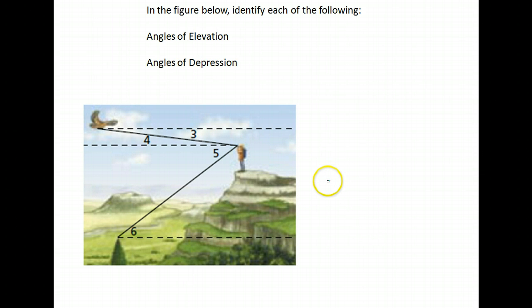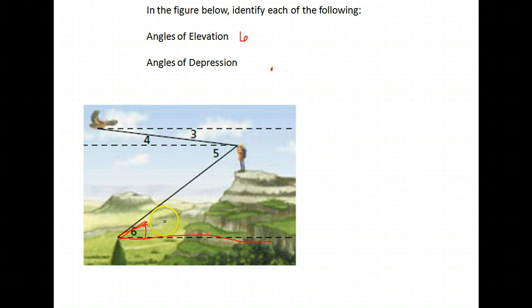So in this drawing, let's find all of the angles of elevation and all of the angles of depression. So basically everywhere we have a horizontal line, there's a possibility of an angle of elevation or an angle of depression. So here we have a horizontal line. Notice we do have an angle formed with that line, and the angle is opening up. It's looking upward. So this would be an angle of elevation. So angle 6 is an angle of elevation.